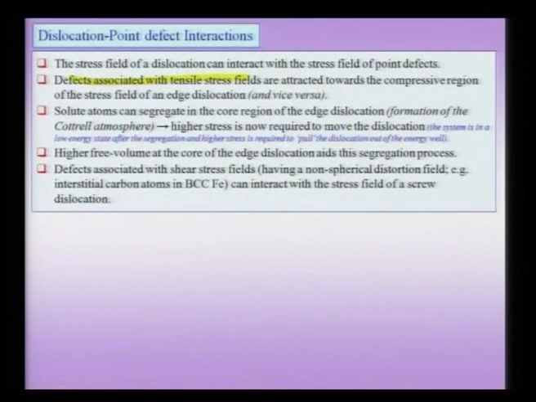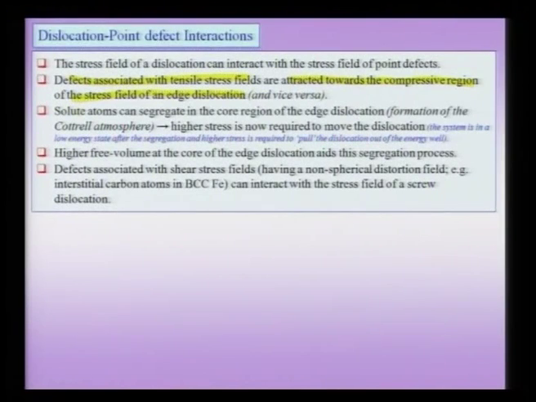So, defects associated with tensile stress are attracted towards the compressive region of the stress field of an edge dislocation. And as I pointed out, screw dislocations have only a shear stress field, and therefore, if a defect has a shear stress field, it can interact with the shear stress field of a screw dislocation. Otherwise, if the stress field of the defect is purely dilatational or hydrostatic, then it cannot interact with the screw dislocation. The solute atoms can segregate to the core region of an edge dislocation and can lead to the formation of a Cottrell atmosphere.